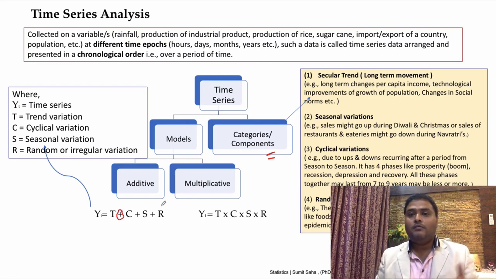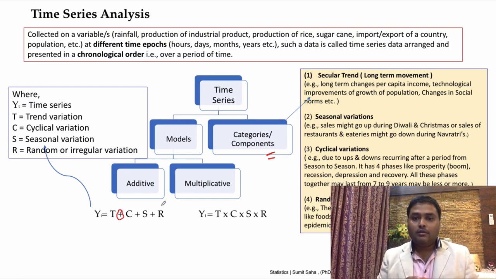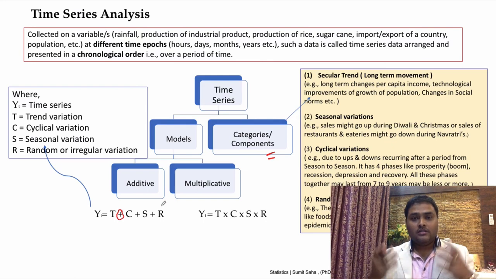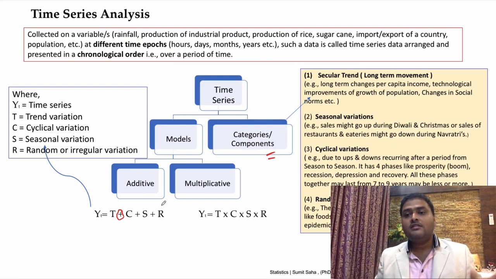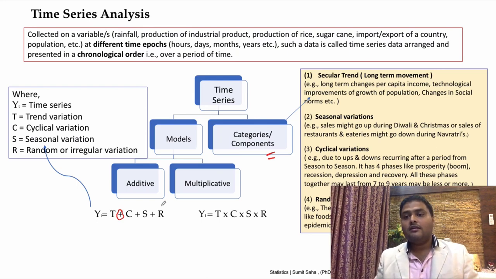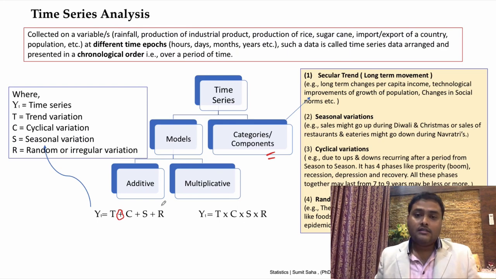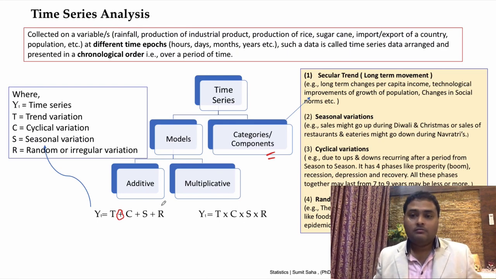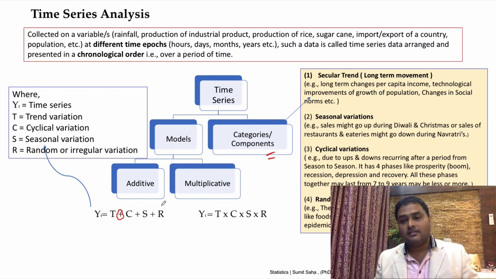So sales might go up during Diwali because you get bonuses and your consumption goes high. So this is during Diwali and Christmas. It may also be possible that sales of restaurants and eateries go down during Navaratri, Ramzan, or other reasons. So these are the seasonal variances, right?